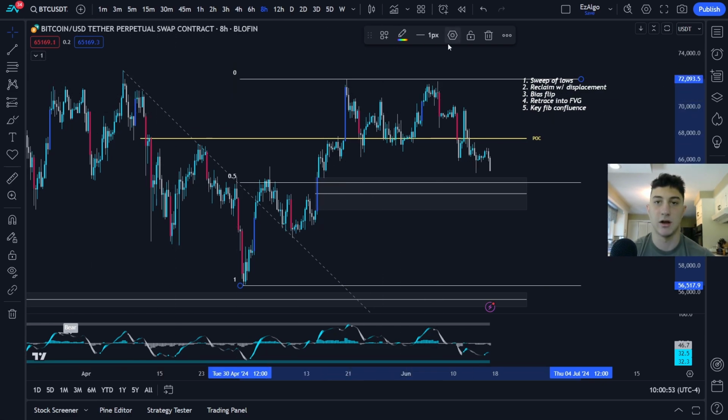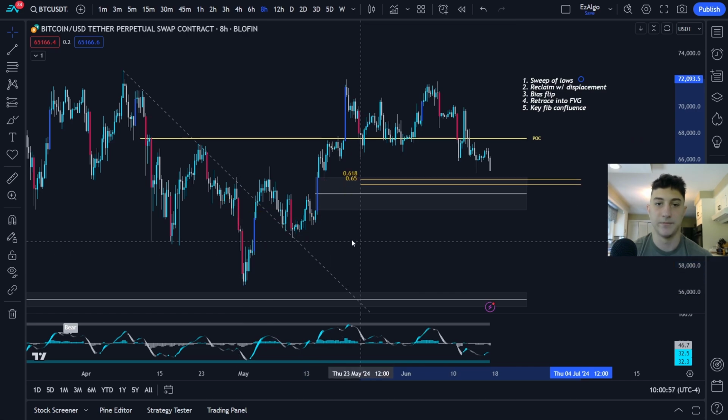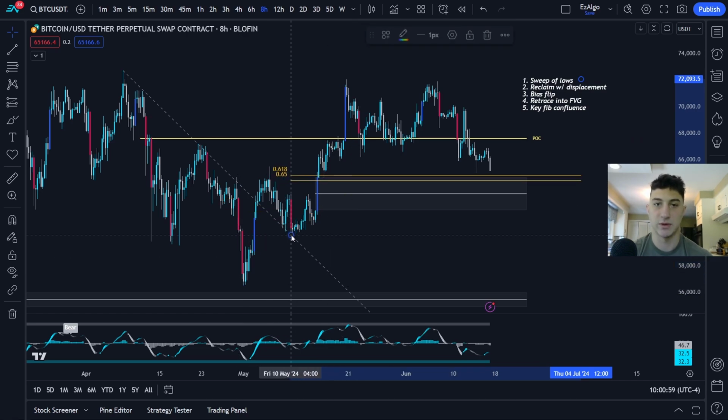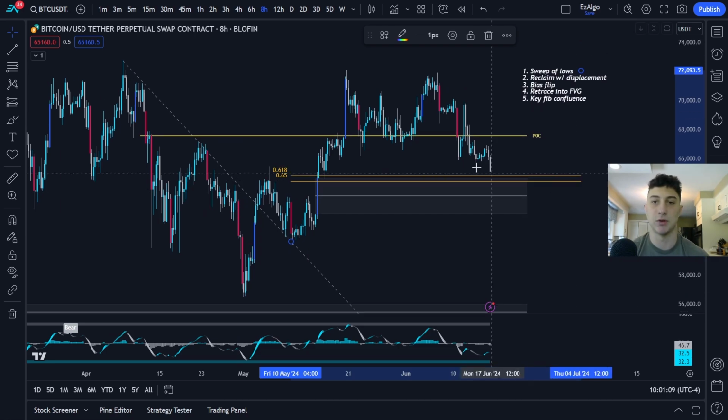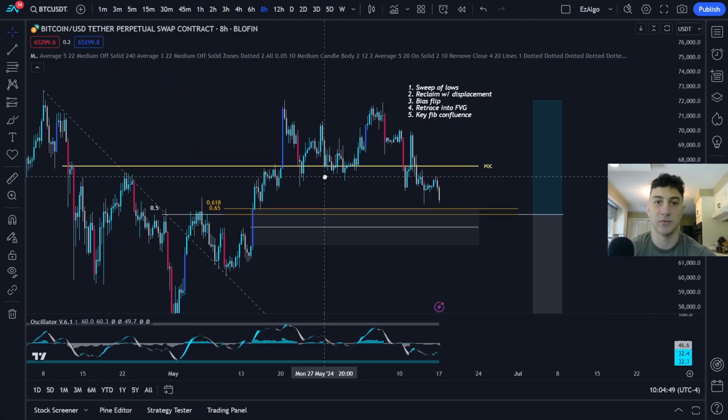And then if we turn on the golden pocket as well, from this swing low, we also see that the golden pocket overlaps this liquidity level here, as well as a 0.5 fib from the entire range. So as price is approaching this level in real time, I notice that this is a level of importance. So again, we have our key level right here in real time. This is where I want to be looking to take a long position.